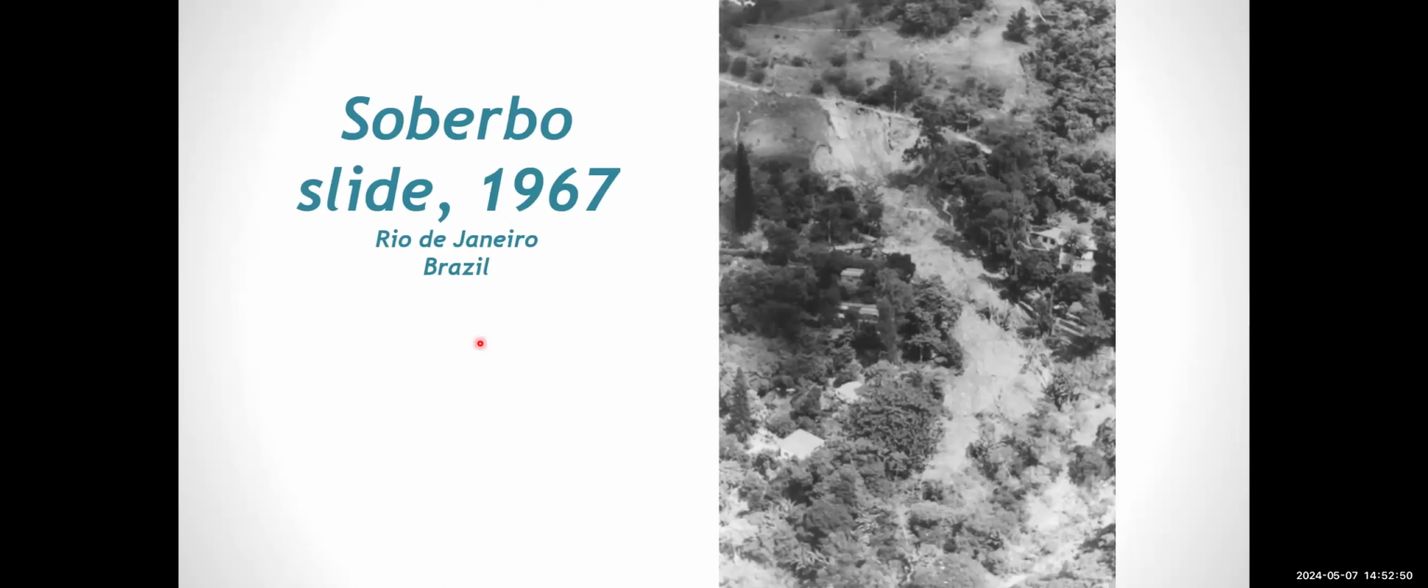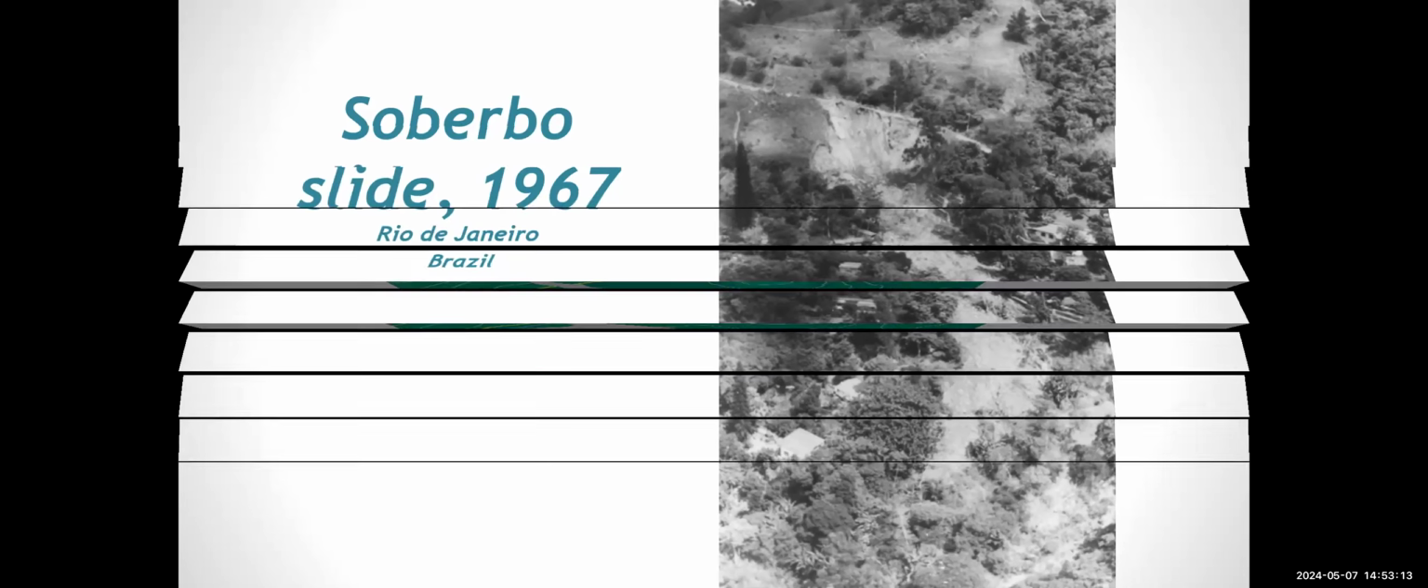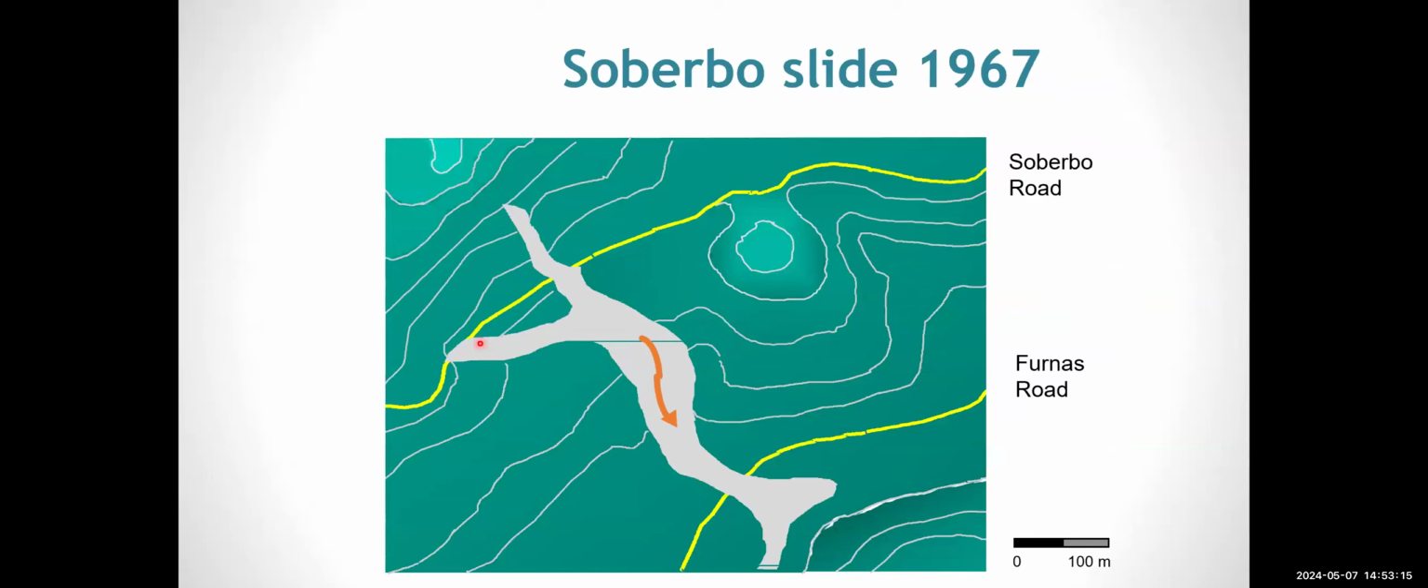Soberbo slide was a slide that took place in 1967 in Rio de Janeiro, Brazil, and it took years for people to understand what really happened. It was, for me, one of the most difficult slides in which the interpretation of what happened took many, many years. And this took place in 1967.